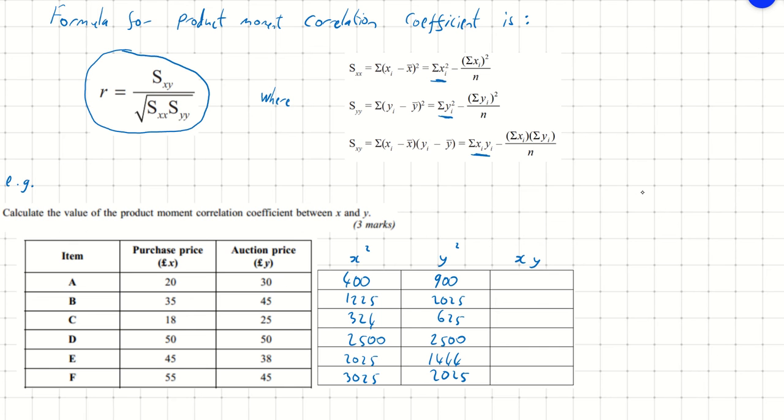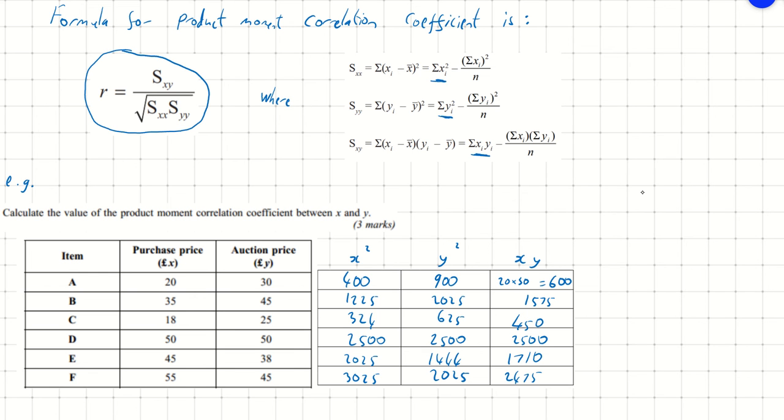Okay, now we also need to work out the product of x and y. So for example, 20 times 30 is 600. Then we're going to do 35 times 45, which is 1575. 18 times 25, which is 450. 50 times 50 is 2500. 45 times 38 is 1710. And 55 times 45 is 2475. So those 3 columns are now completed.